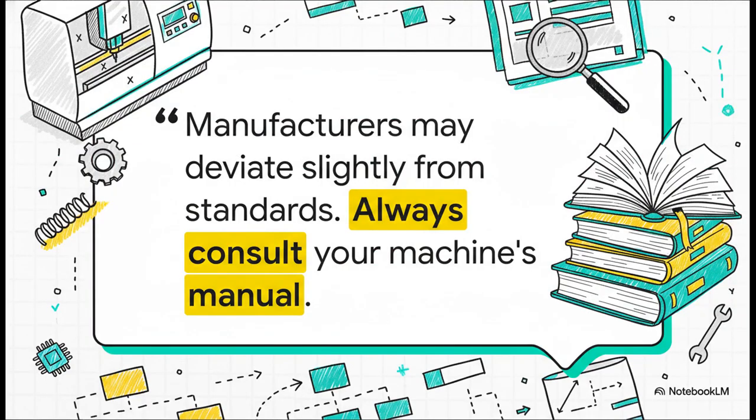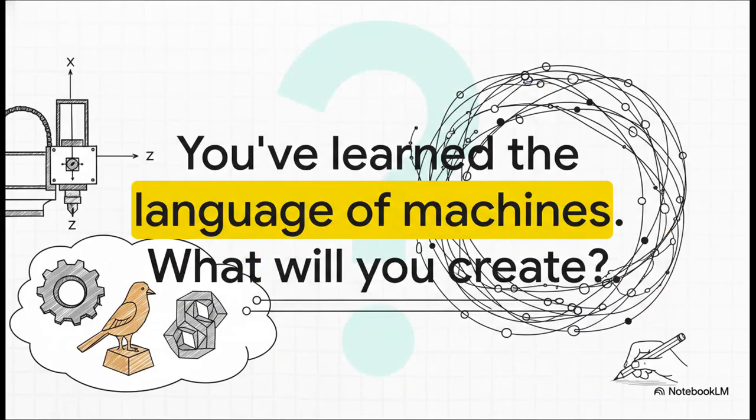And here is probably the most important piece of practical advice I can give you. While ISO 841 gives us this incredible universal framework, sometimes manufacturers will use different labels for specialized functions. The manual, that is the ultimate source of truth for the specific machine you're standing in front of. Always, always check it.